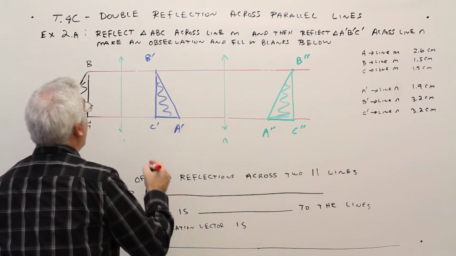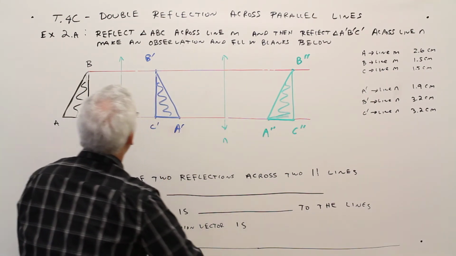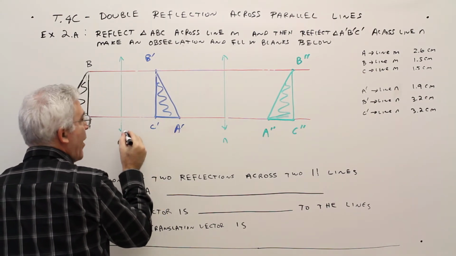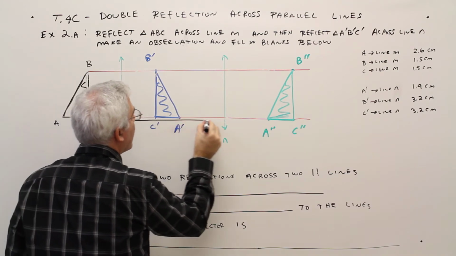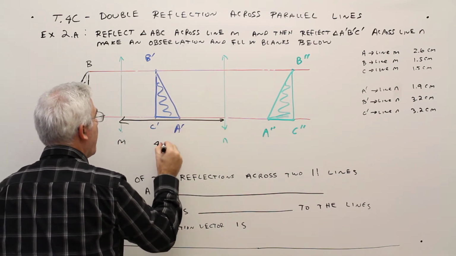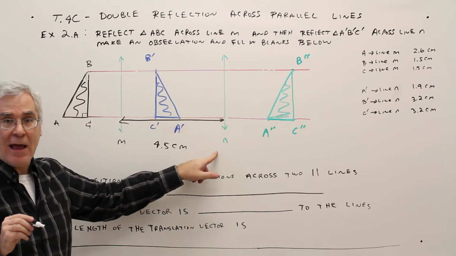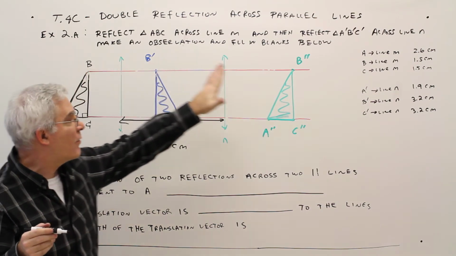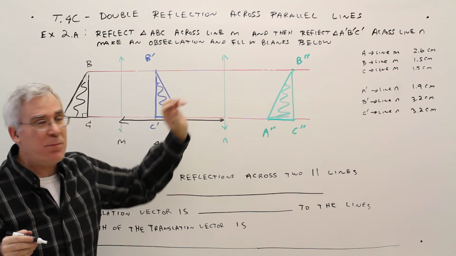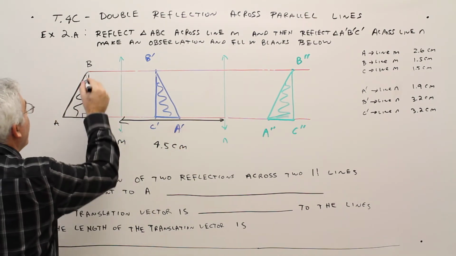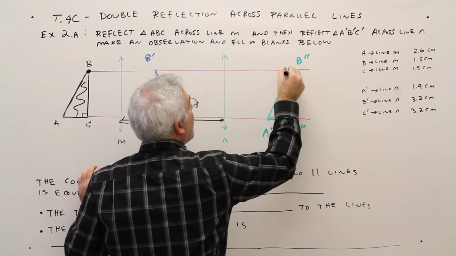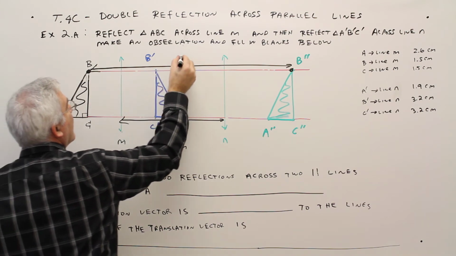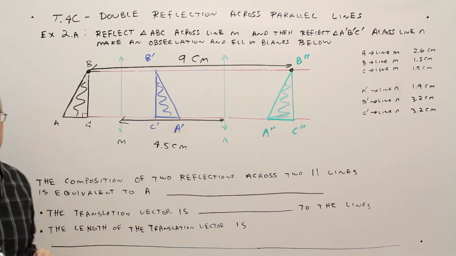And how far? Now what would be something interesting to do would be to measure the distance between lines M and N. I already did that. I happen to have it memorized. That distance is 4.5 centimeters from M to N. Then let's measure a distance from an original point to a final point. I think using B to B double prime would be the easiest. There's not so much in the way. So we'll measure from B to B double prime, and if you were to measure that distance, I did that, you would get 9 centimeters.